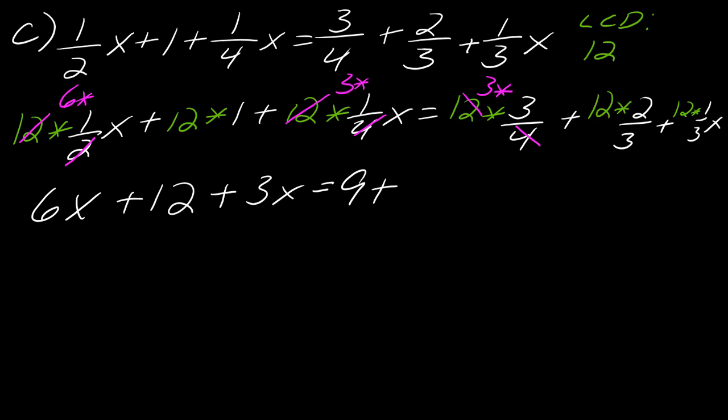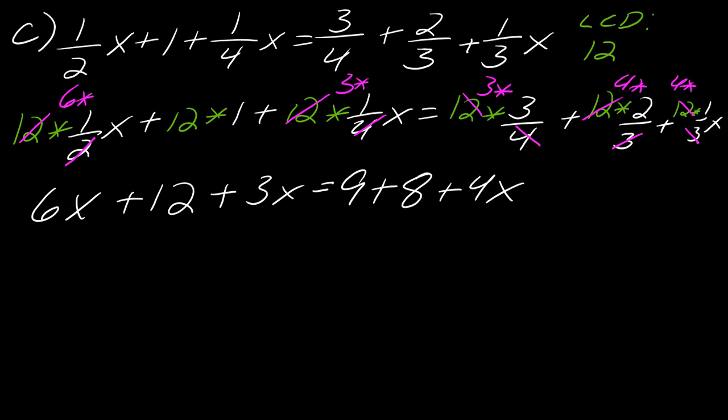So now I've got 3 goes into 12 4 times. So first I just think about that. 3 goes into 12 4 times. That leaves me with 4 times 2. 4 times 2 is 8. And then for the last one, I've got 12 times 1/3. 3 goes into the 12 4 times. So I'm left with 4 times 1x, and that will just give me 4x.